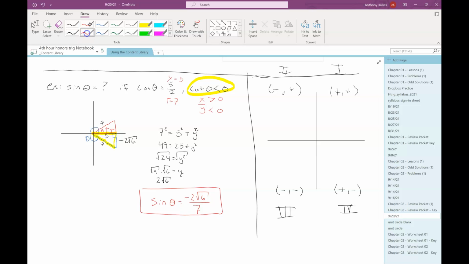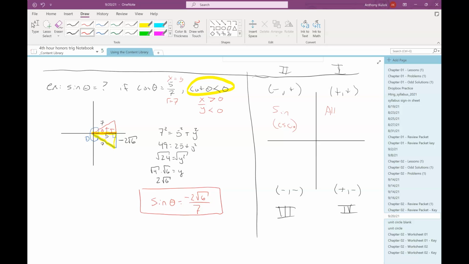Okay. So in the first quadrant, all of our trig functions are positive because x and y are both positive in that location, right? In the second quadrant, the only trig functions that'll be positive are the ones that contain only y and r, which is sine, and then also, obviously, its reciprocal, cosecant.